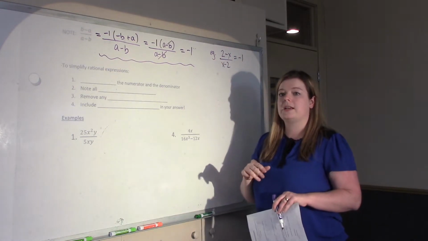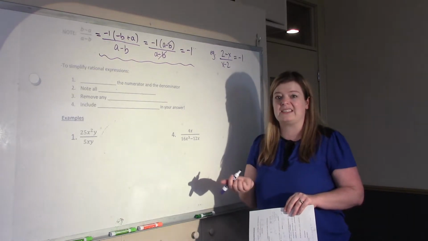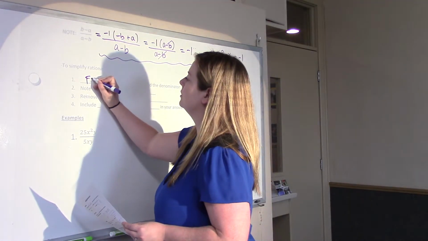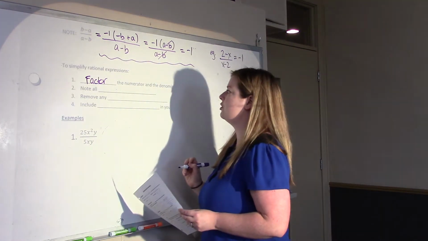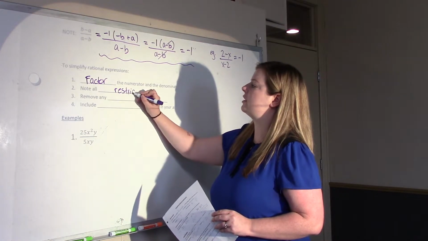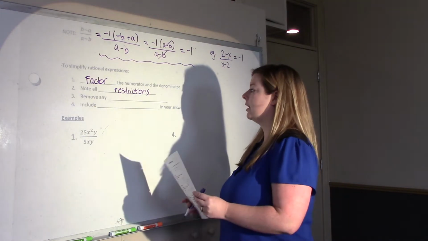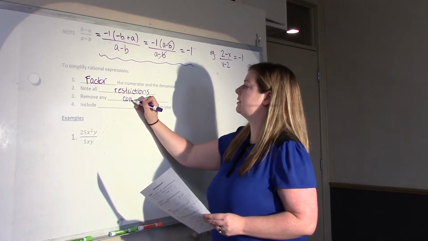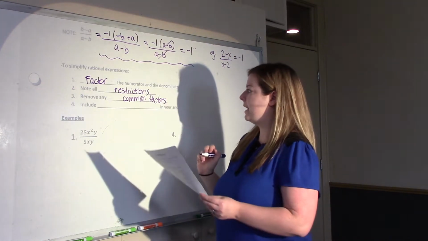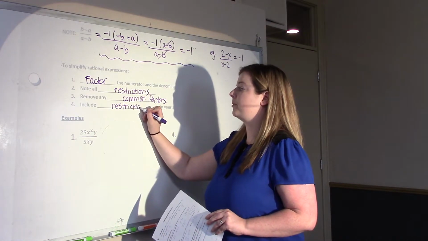It's a very important conclusion that comes up quite a bit in your work, and definitely on your tests and exam. So to simplify, first we factor the numerator and the denominator. Then we note any restrictions, because again, the restrictions come from the original denominator. Then we remove any common factors. And then we include restrictions in our final answer.